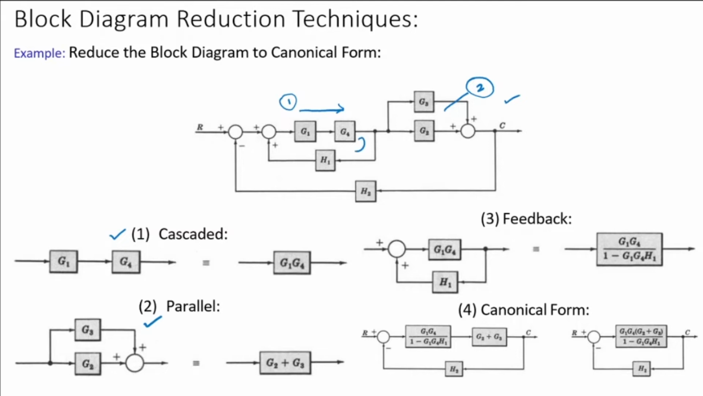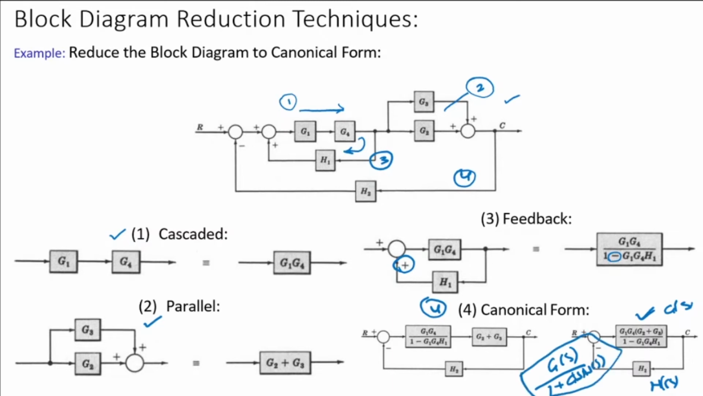Now I need to reduce this loop, so this is my number 3. Third, I reduce this loop, which is a feedback loop, so this becomes G1 G4 over 1 minus G1 G4 H1. There is a plus here, so this becomes a minus. After I reduce that, I finally reduce this fellow, which is my 4th loop. Once I bring it to this form, you know what to do. This is GS and this is HS, so this is going to become GS by 1 plus GS HS. This is how I'm going to reduce my total.